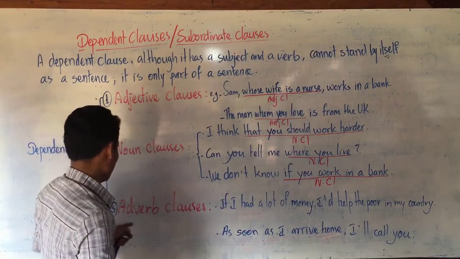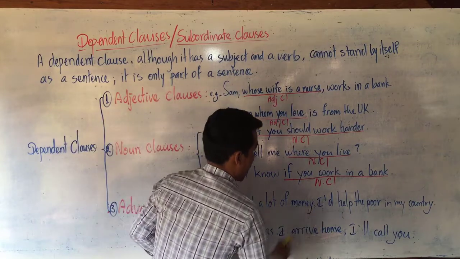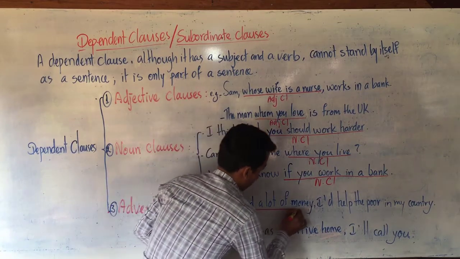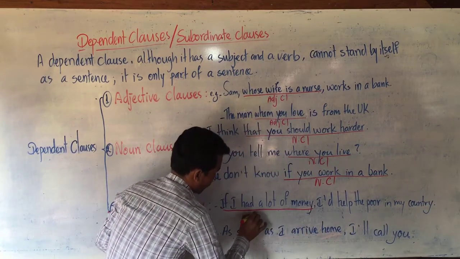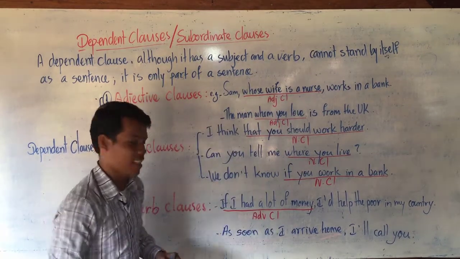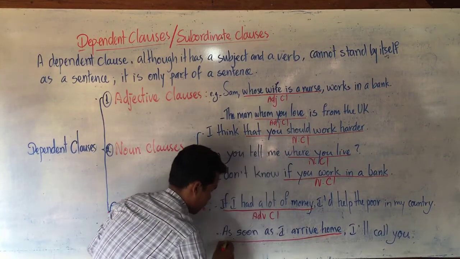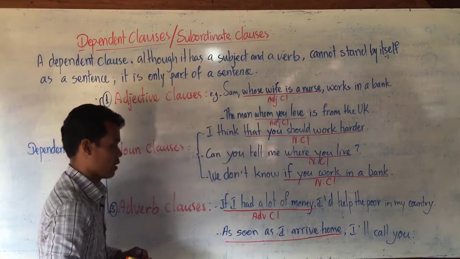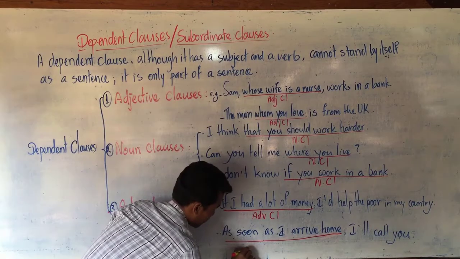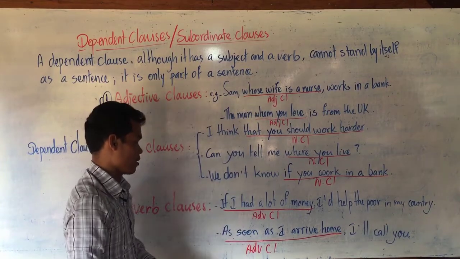Okay, now adverb clause. Example of adverb clause: if I had a lot of money, I would help the poor in my country. So if is a subordinate. So from it to the comma here is called an adverb clause. You know, adverb clause of what? Adverb clause of condition. As soon as I arrive home, yeah, it is an adverb clause. As soon as is a subordinate or subordinating conjunction. So you know what clause is it? It is an adverb clause of time with a subordinate as soon as.